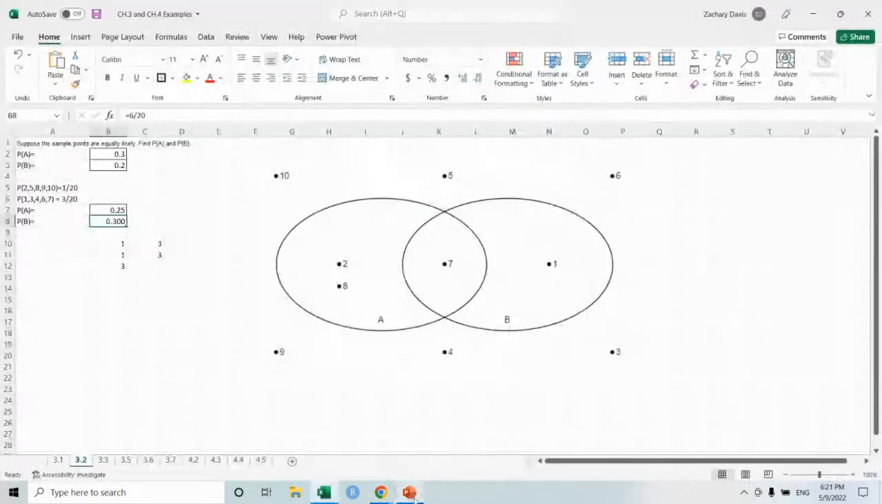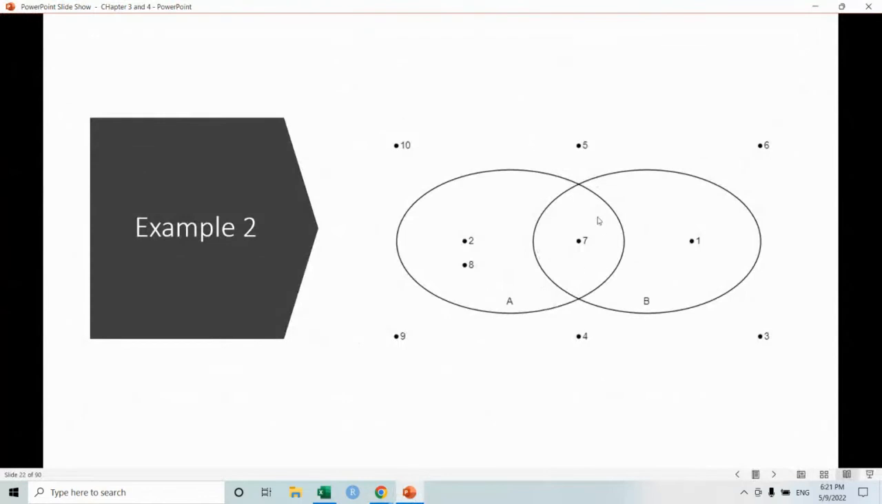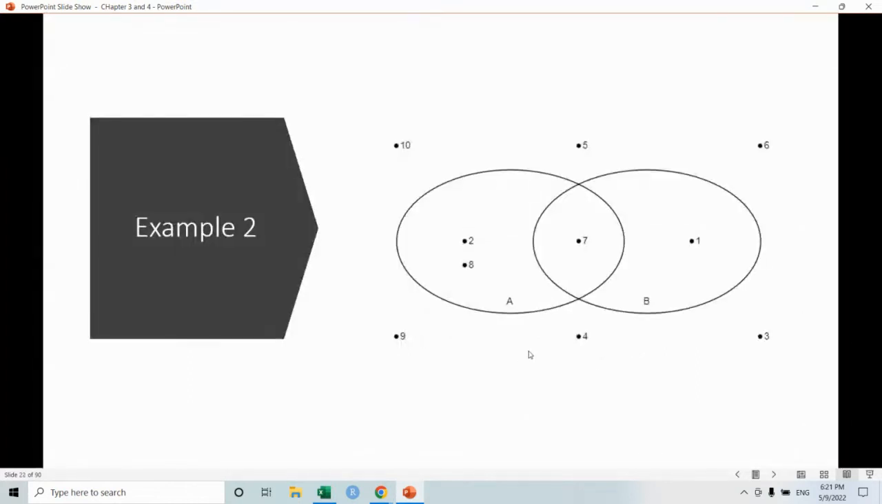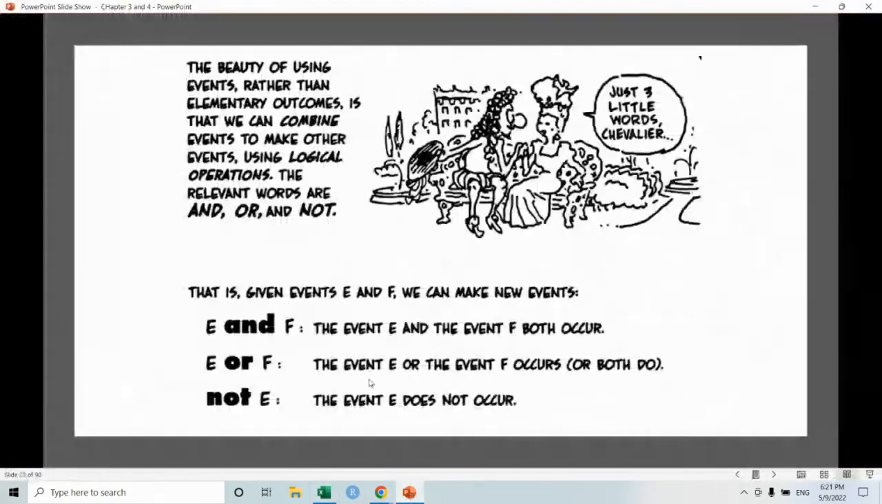And so, and has to occur in that middle part here. And not E, the event E does not occur, would be, if we're trying to say event E, whatever does not occur in A in this example. So it would just be everything else. Another term for this is the complement.